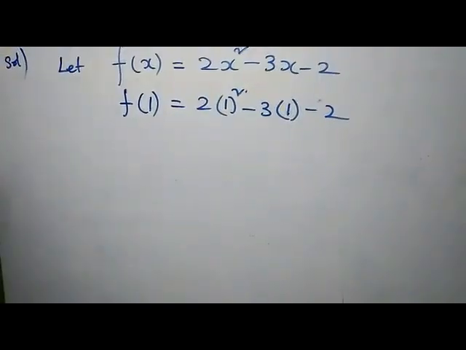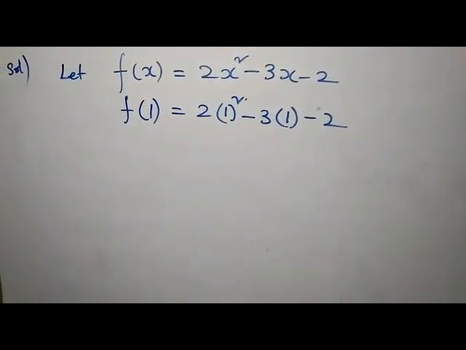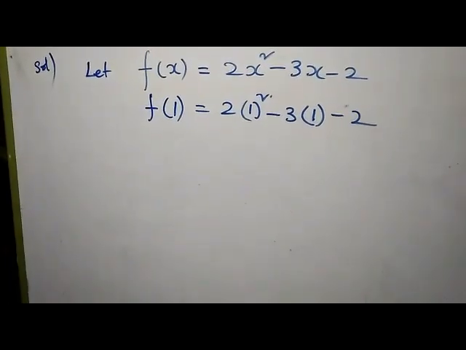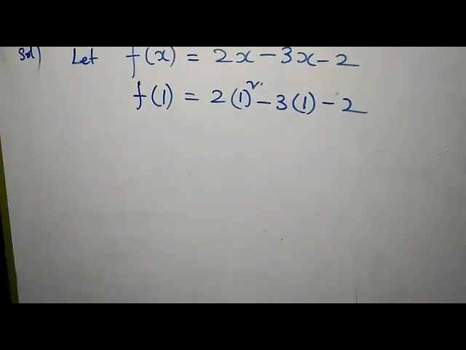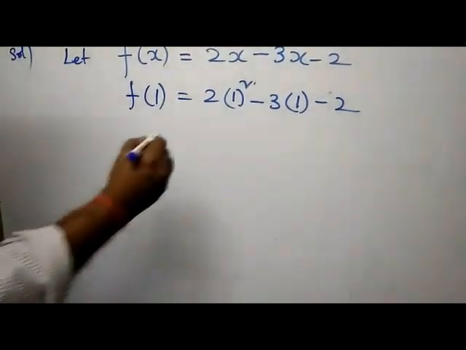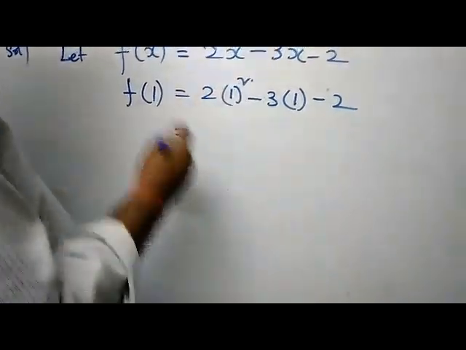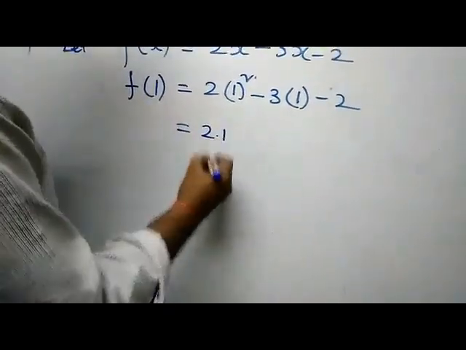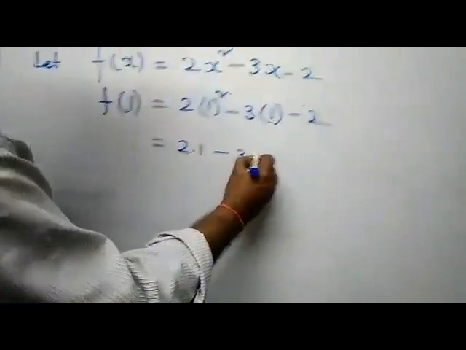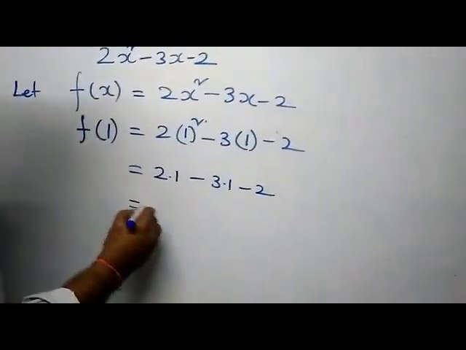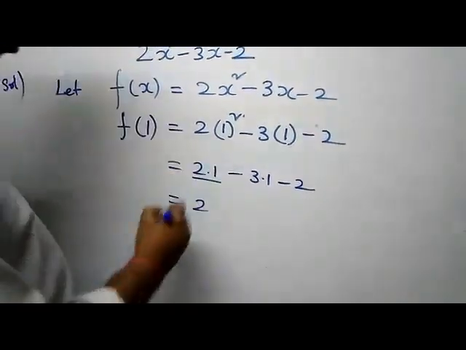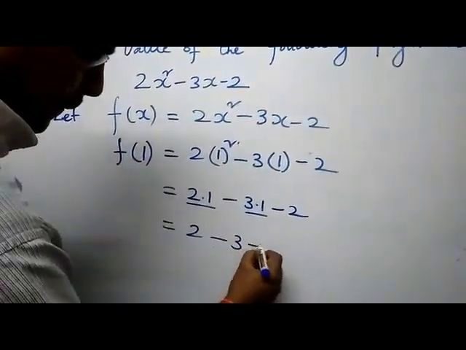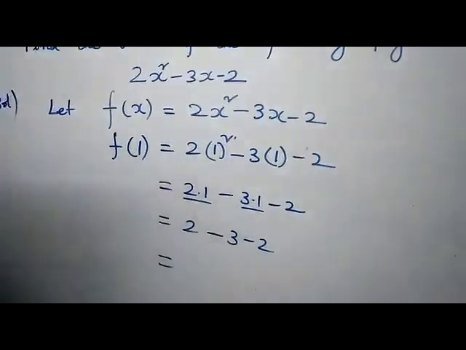We are finding the value of the polynomial at x is equal to 1. That means we are finding the f of 1 value. What is the value of f of 1? f of 1 is equal to, first of all, simplify the exponent. 1 square value is 1 into 1, 1. 2 into 1, minus 3 into 1, minus 2. Multiply: 2 into 1 is equal to 2, 3 into 1 is equal to 3, minus 2.